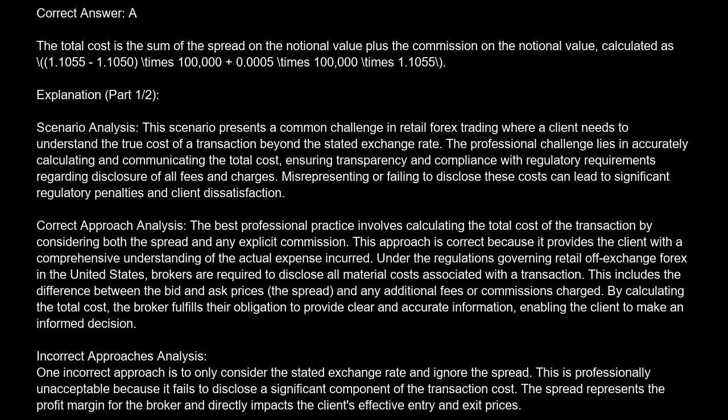Correct approach analysis. The best professional practice involves calculating the total cost of the transaction by considering both the spread and any explicit commission. This approach is correct because it provides the client with a comprehensive understanding of the actual expense incurred. Under the regulations governing retail off-exchange Forex in the United States, brokers are required to disclose all material costs associated with a transaction. This includes the difference between the bid and ask prices, the spread, and any additional fees or commissions charged. By calculating the total cost, the broker fulfills their obligation to provide clear and accurate information, enabling the client to make an informed decision. Incorrect approaches analysis.